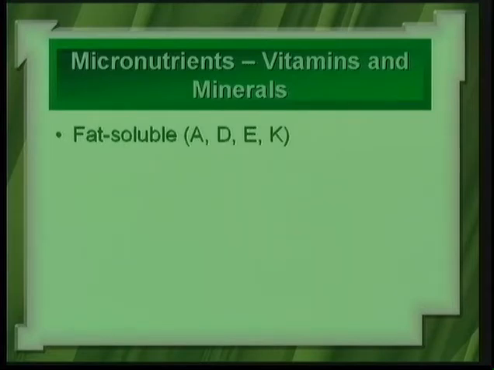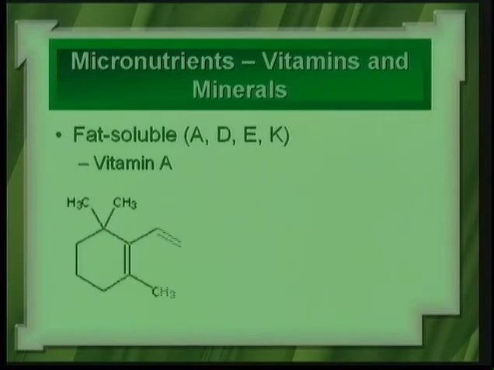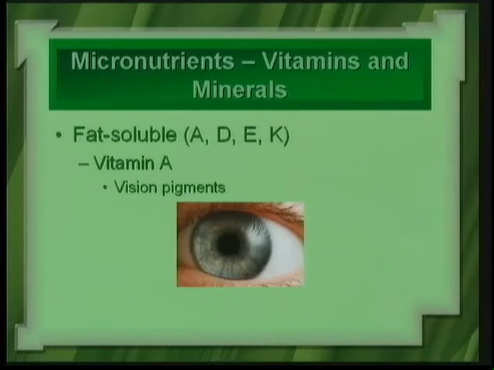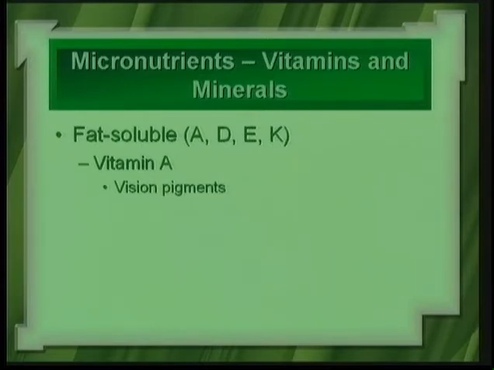So for one thing, you can actually divide the vitamins into two types. You have the fat-soluble type and you have the water-soluble type. And among the fat-soluble type are vitamins A, D, E, and vitamin K. So one of the ones we're going to talk about is vitamin A, and here's the structure of it. Vitamin A is important, particularly one of the functions that they do is they help your body produce vision pigments such as rhodopsin and other vision pigments which help you to see.